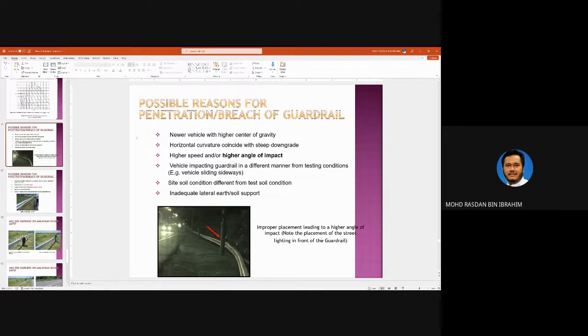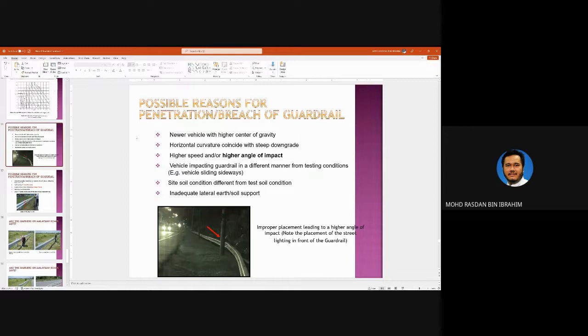Another reason is horizontal curvature coinciding with a steep downgrade. It is cornering, a curve with a steep downgrade. When you have completed your project, it is easier for me to talk to you, because you can see what it means by horizontal curvature with a steep downgrade, isn't it? But if you have just started your project, then maybe it is not very clear for you yet. Then there is higher speed or higher angle of impact, the vehicle impacting the guardrail in a different manner from the testing conditions.